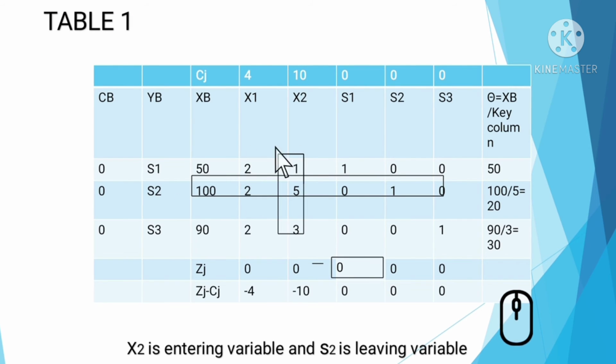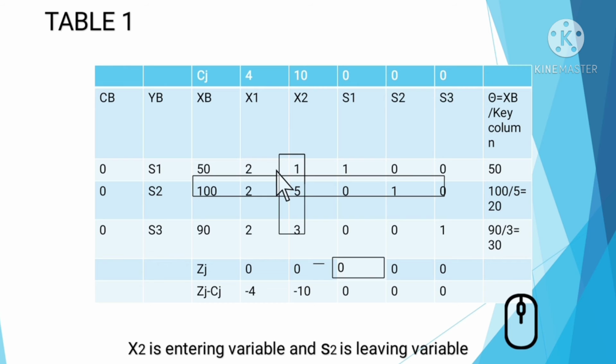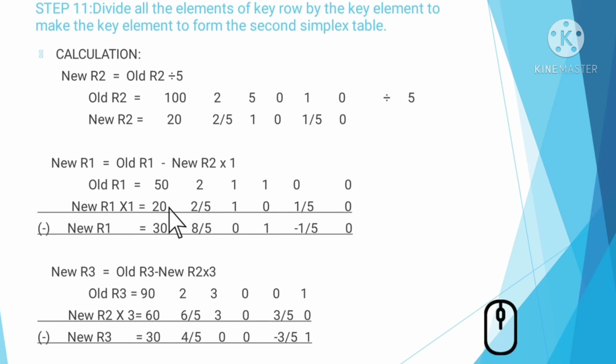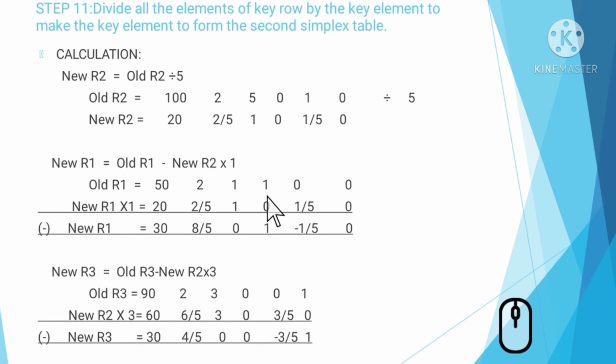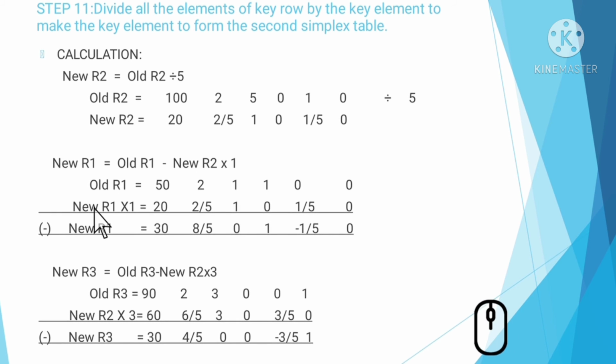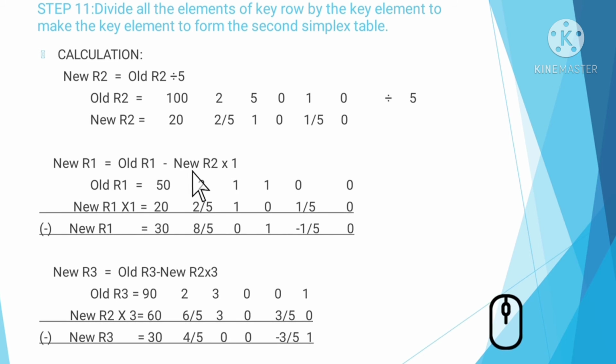1 is nothing but the value of the key column. So this value 1. Okay. So old R2 is equal to 52, 1, 1, 0, 0. So new R1 changes to old R2 minus new R2 into 1.